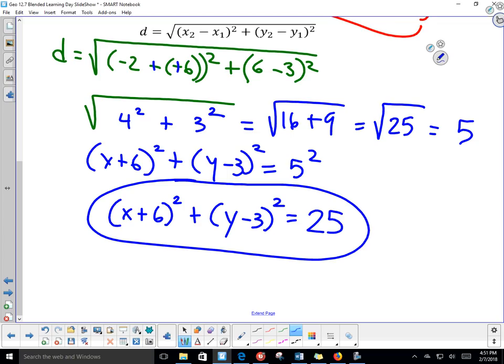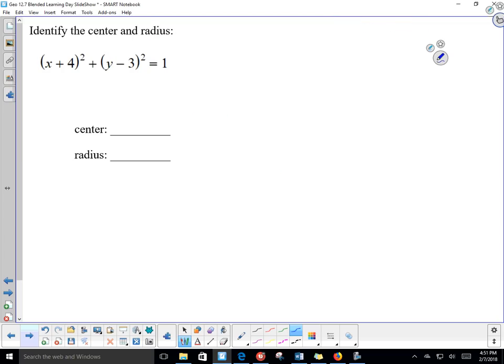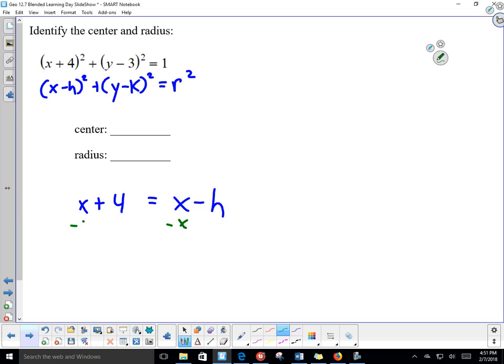Let's take a look at another example. Here it says identify the center and the radius. We see x plus 4 quantity squared plus y minus 3 quantity squared equals 1. Again, the general form is x minus h quantity squared plus y minus k quantity squared equaling the radius squared. So if I see that x plus 4 is equal to the x minus h, I can subtract x from both sides, and I get that 4 is equal to -h.